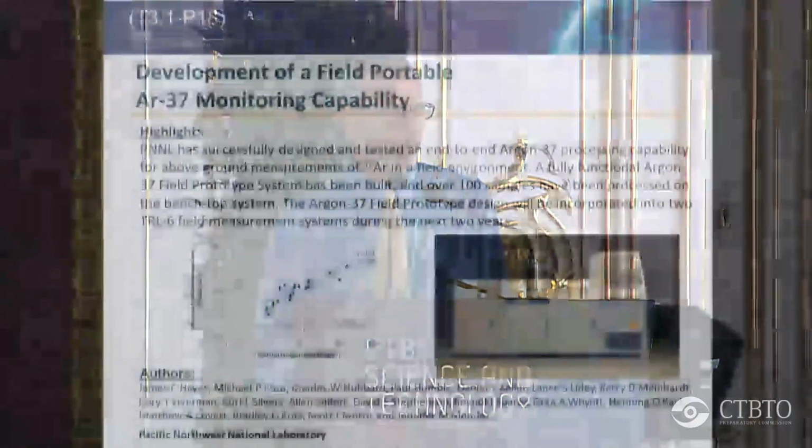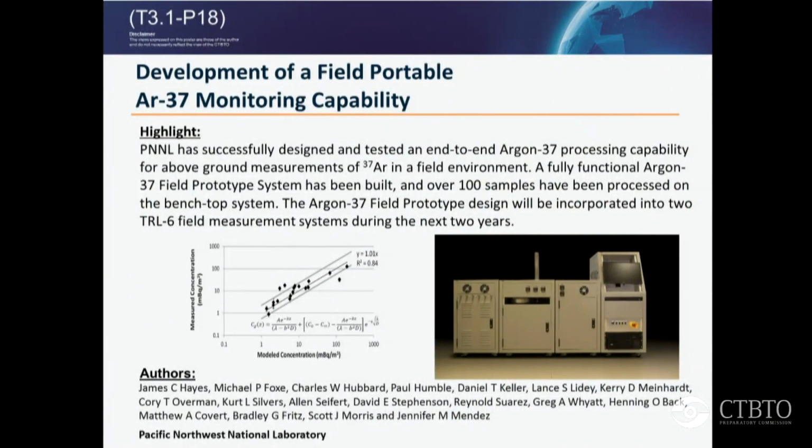Hi, my name's Jim Hayes. I'm from Pacific Northwest National Lab. My poster is about development of an argon-37 system that can be taken out in the field and measure soil gas samples. Our goal is to be able to measure 6 samples, and we've demonstrated this in 24 hours. We have 7 nuclear detectors. Come see the poster to see what our MDC is. We've also made a lot of measurements around the northwest of the United States and seen argon-37, and we've developed an algorithm to predict how much argon-37 is in the soil. So come see how well our correlation is at the poster. Thanks.